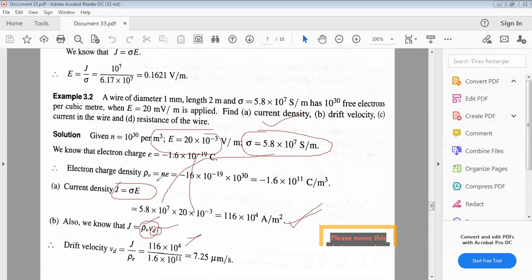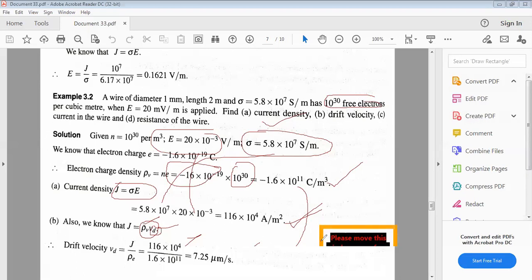See here, electron charge density, rho V equal to N into E, right? That rho V is the number of electrons available per cubic meter. So this is minus 1.602 into 10⁻¹⁹, the electron charge. How many electrons are there? 10⁻³⁰ electrons are there. So 10⁻³⁰ into the charge of the electron gives us the electron charge density, which is 1.6 into 10⁻¹⁰. That's how we get the drift velocity.